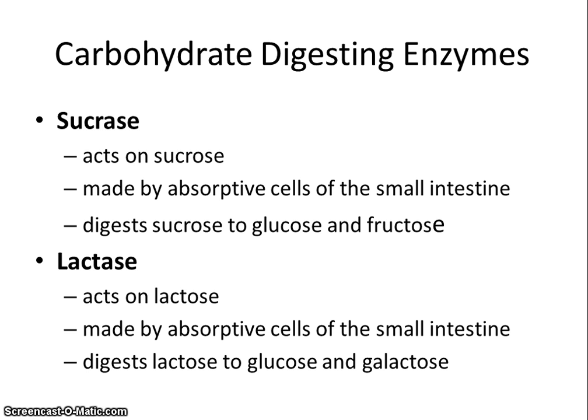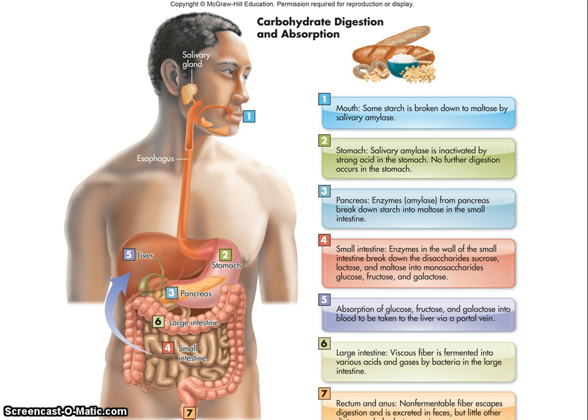Now that we're familiar with enzymes, let's take a step-by-step look at carbohydrate digestion. First, salivary amylase, secreted by the salivary glands in our mouth, breaks down starch to shorter saccharides such as maltose. This happens when we chew food for a long time in our mouths.